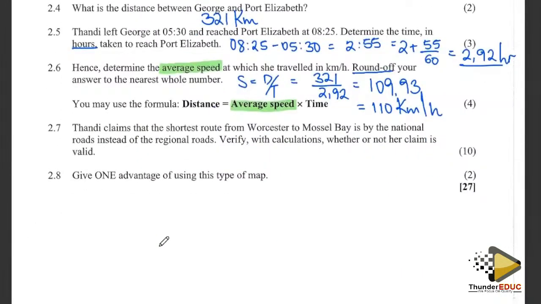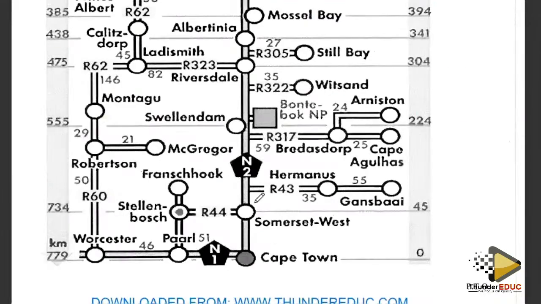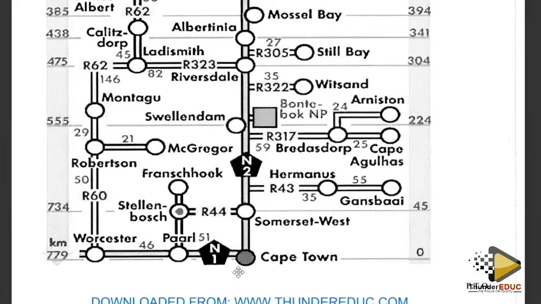2.7. Tandy claims that the shortest route from Worcester to Mossel Bay is the national road instead of the regional roads. Verify using calculations. Now, we are going to look at two distances. We shall compare the distance using the national road, which is the N2, or we use the regional roads.